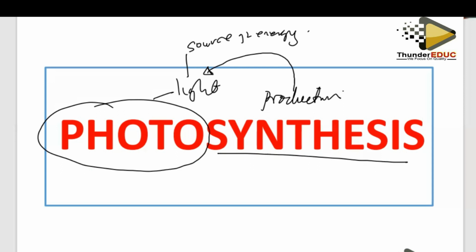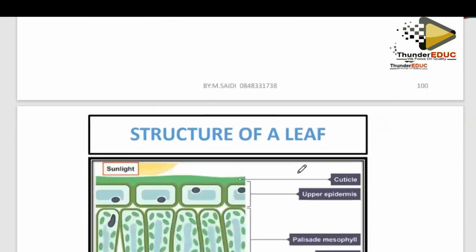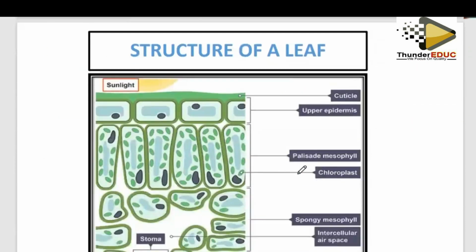So for the manufacture to take place, light must be present. Hence, photo, light; synthesis, manufacture, meaning that the light is used to produce whatever it is being produced. But in this case, we are looking at the food in plants, and this food is in the form of glucose. So let's look at where it takes place.